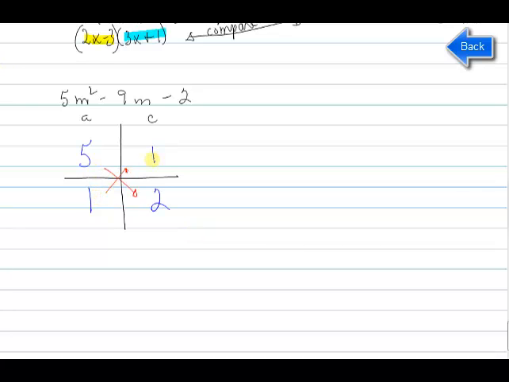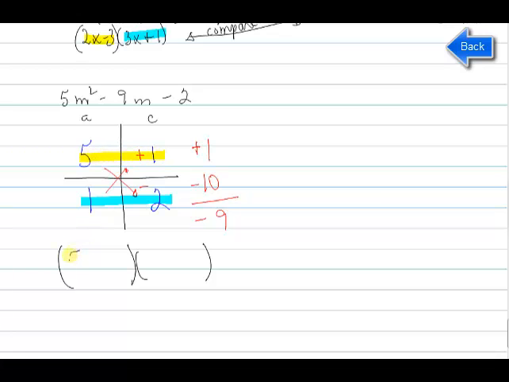And this time I'm going to go 1 times 1 is 1, 5 times 2 is 10, and can that give me negative 9? Yes, it can, as long as the 10 is negative and the 1 is positive. So to get the 10, I went 5 times 2, so I'm going to make my 2 negative. And to get the 1, I went 1 times 1, so I'm going to make this 1 positive. I am now going to write my answer as a product of 2 binomials.